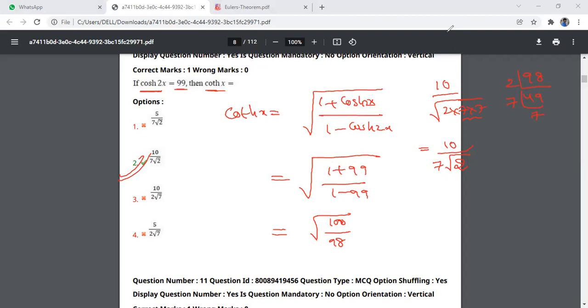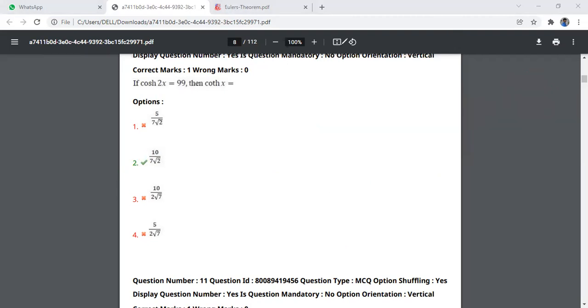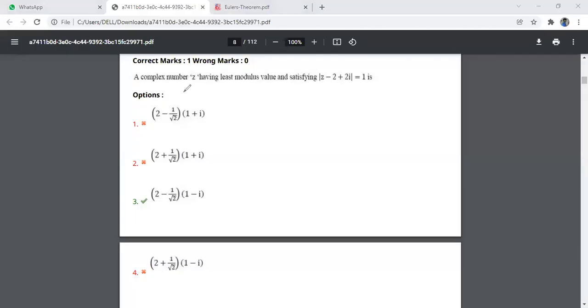Next question. A complex number z having least modulus value satisfying the given condition, they are saying. They are asking for the least modulus value. Among the options, whichever gives the lowest one, we have to substitute in place of z. In an optional exam, if you take the reverse procedure, you will get the quick answer and save time.